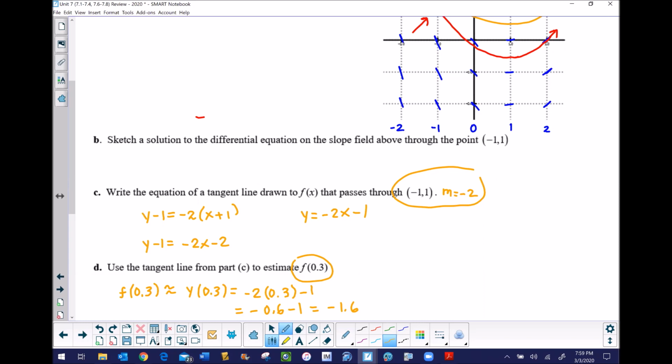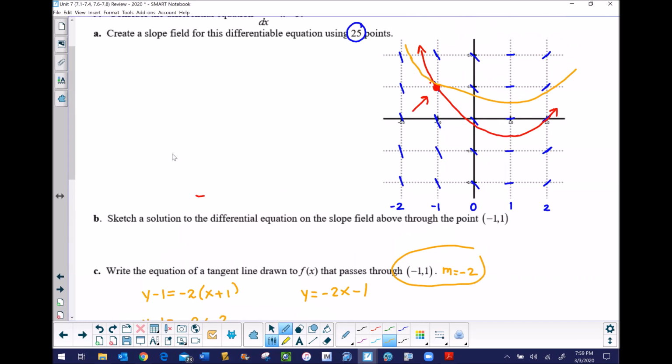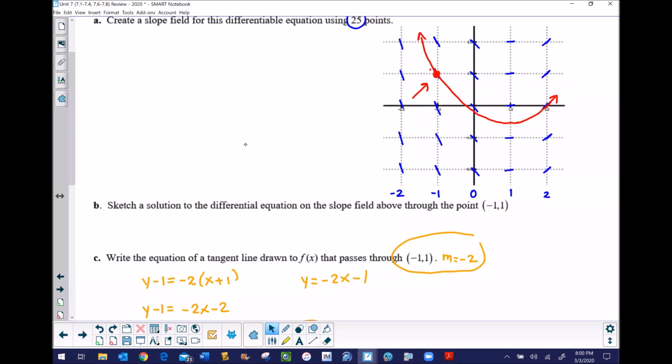-1.6. You know what's kind of neat here, you guys? If I can get rid of the stuff on my graph, let me show you what's going on here. Let's get rid of these orange things. Probably the best looking graph that I could draw that goes through -1, 1 is that red graph. But just to give you an idea what's going on in this part C, if we draw the tangent line at that point, -1, 1, now I'm freehanding this, so bear with me, guys.